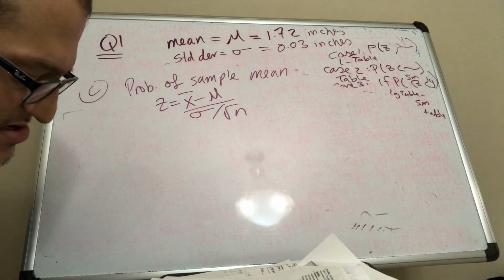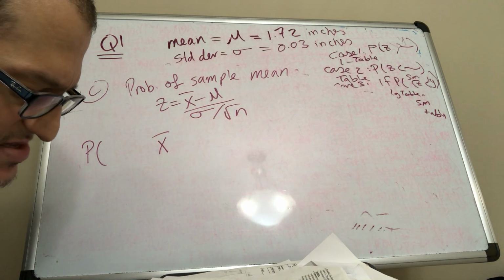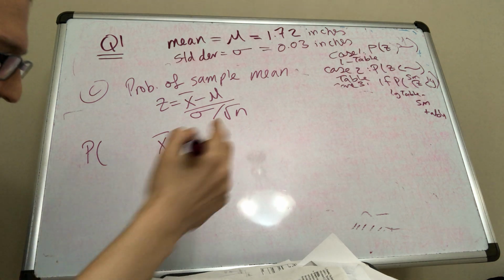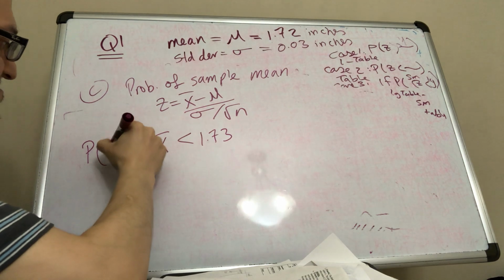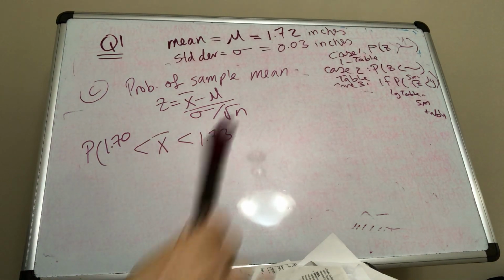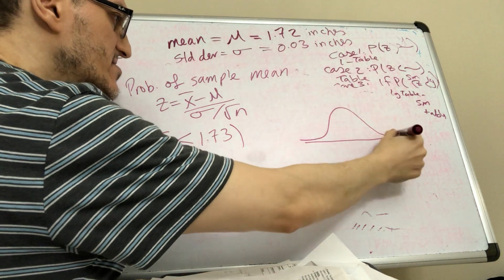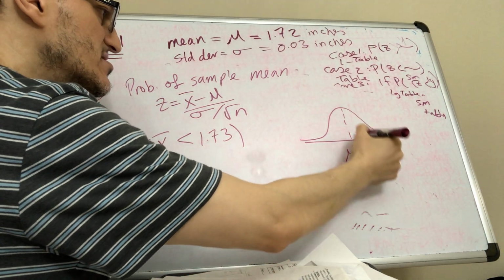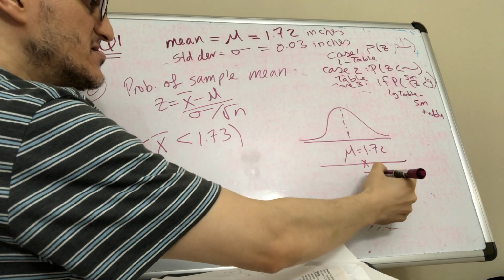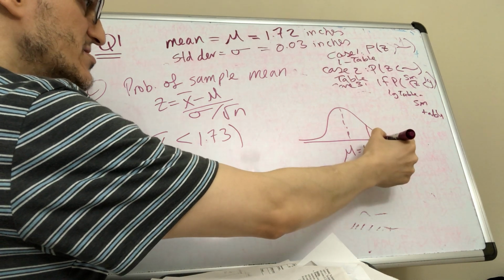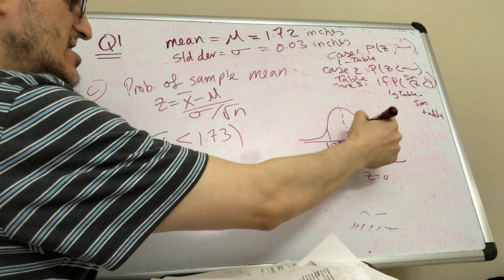So the question is, what proportion of sample means is between the two numbers, and they give you the two numbers, 173 and 170. So that's case 3, large and small. You start with drawing the curve. The middle point is still mu, it's 172, Z is 0, then 173, 170, and between them.